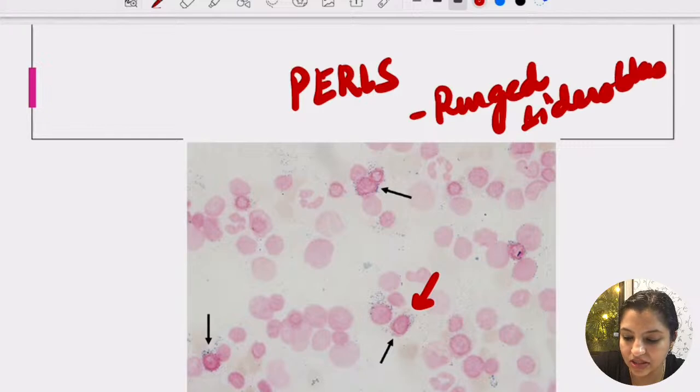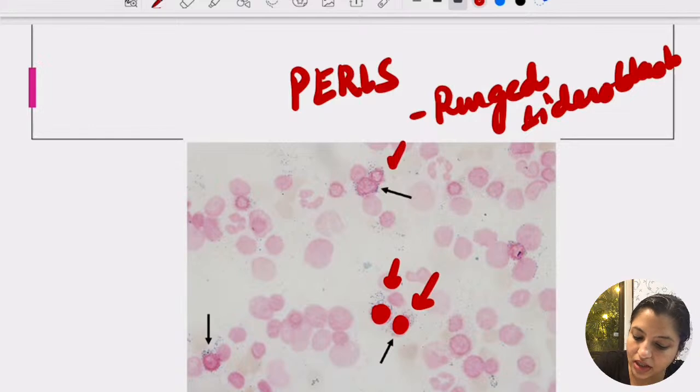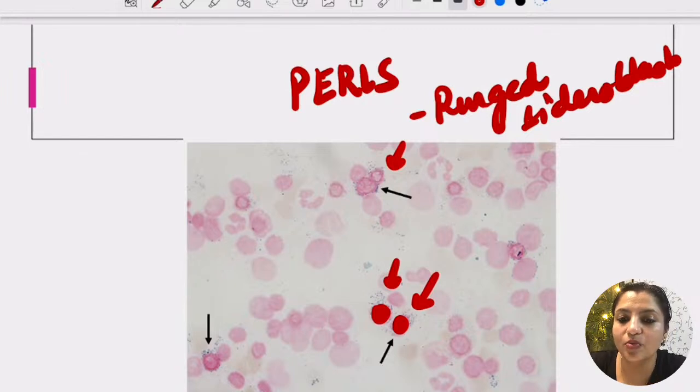So all these RBCs, all these erythroid precursors are covered by blue colored granules. So they are nothing but ringed sideroblasts, which you can see here. That's seen on the Pearl stain. Always remember that whenever we're talking about sideroblastic anemia, there is basically defective incorporation of iron into protoporphyrin, or there is a mitochondrial defect because of which heme is not formed.